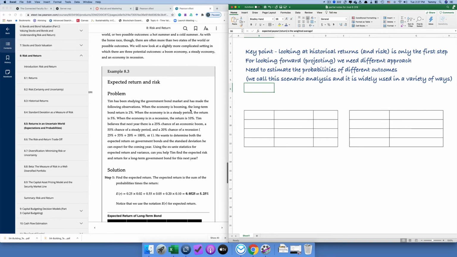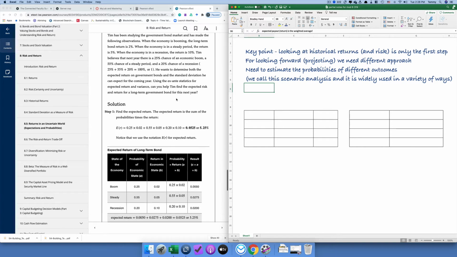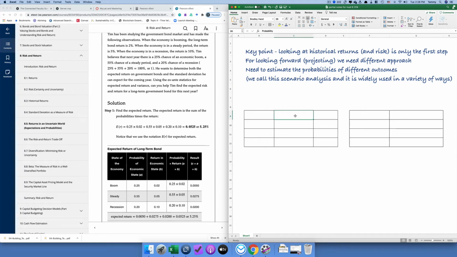We've been looking in the bond market, and what he found was that when the economy is booming, the long-term bond return is 2%. And when the economy is in a steady period, the return is 5%. And when the economy is in a recession, the return on long-term government bonds is 10%. So we have a little table where those are given here, right? So I've got a return of 2% in a boom state of the economy.